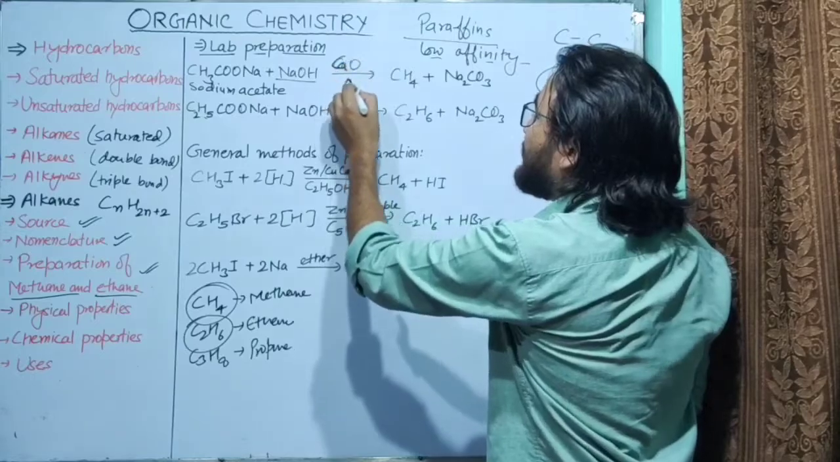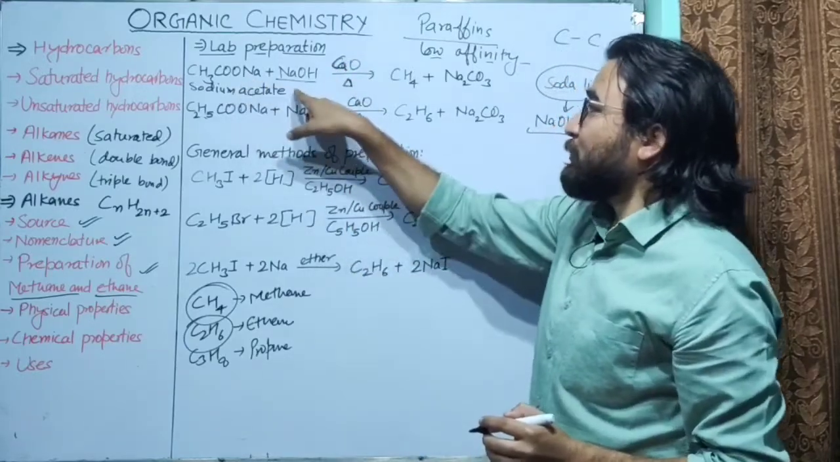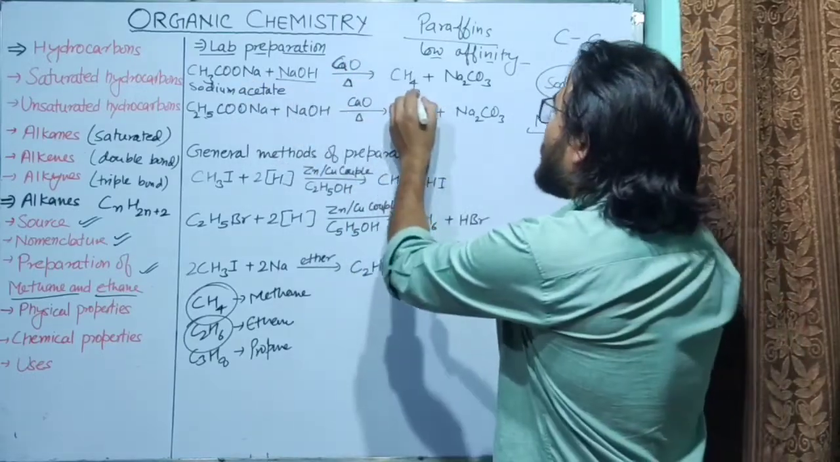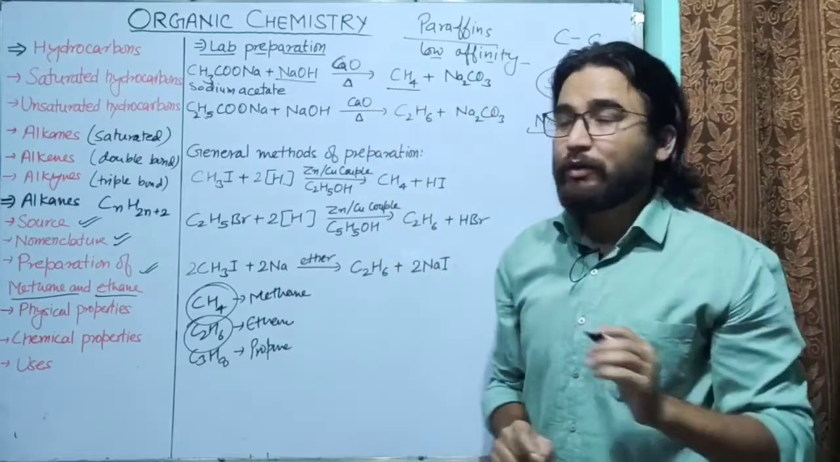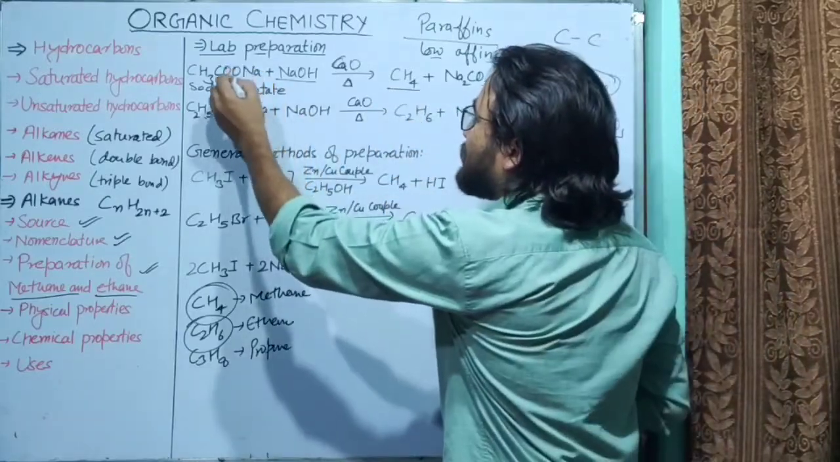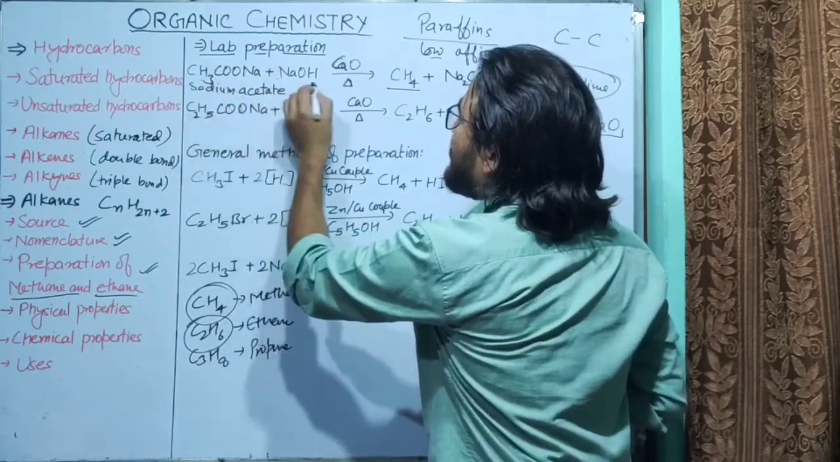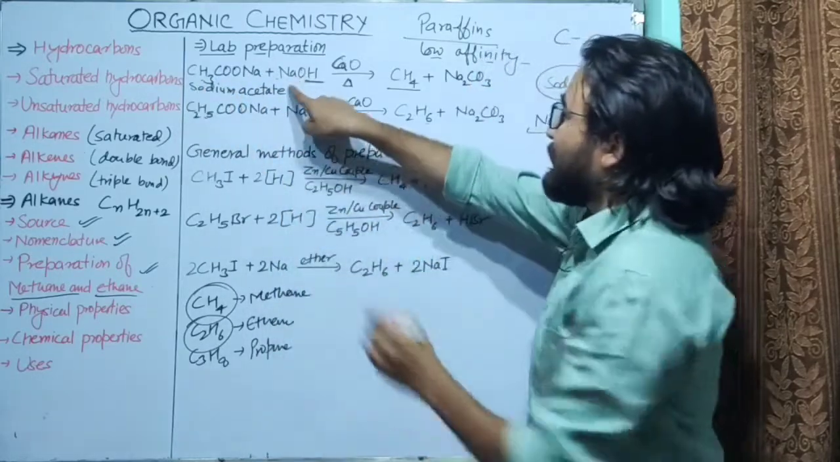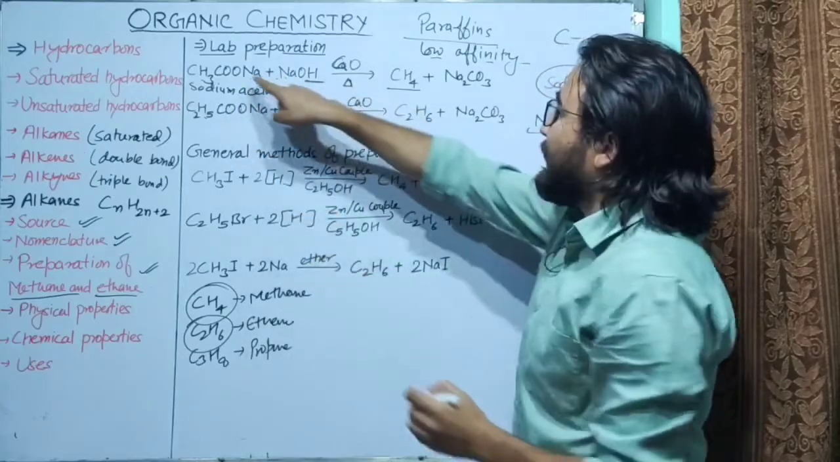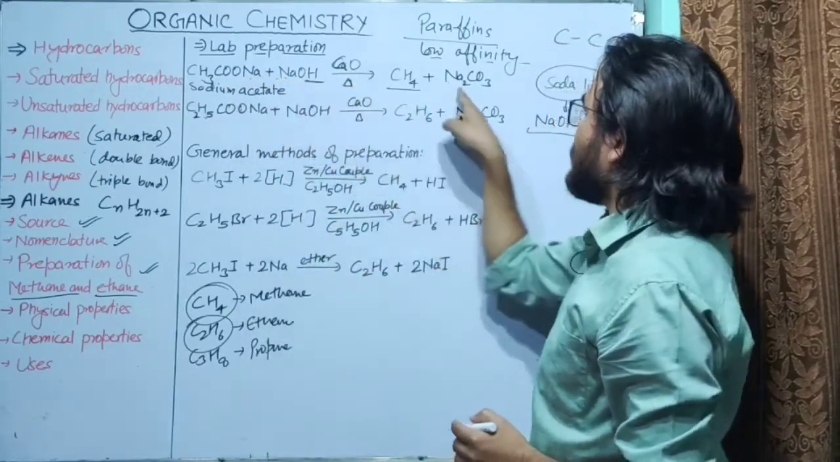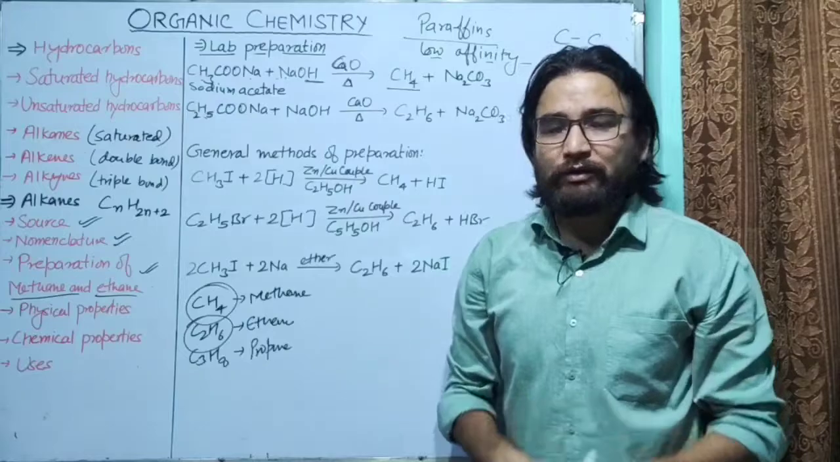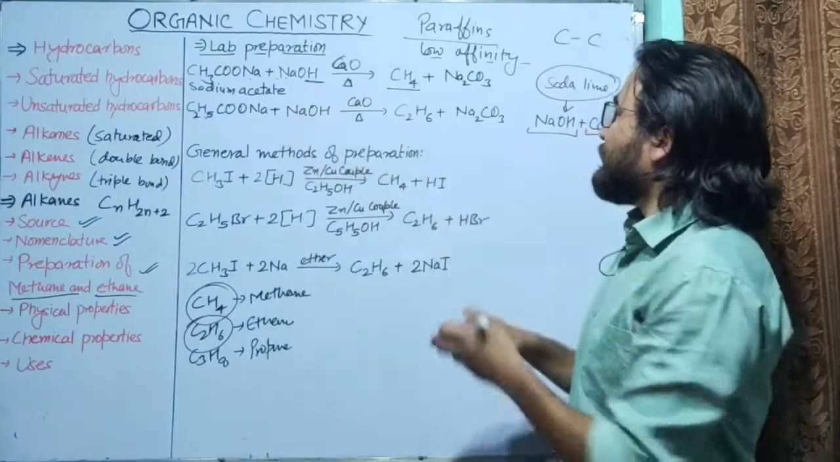So on heating sodium acetate with soda lime, what will we obtain? We will obtain methane and sodium carbonate. You can see here, this CH3 will combine with this H, while this Na and CO3 will form Na2CO3. So this is how we can form methane.